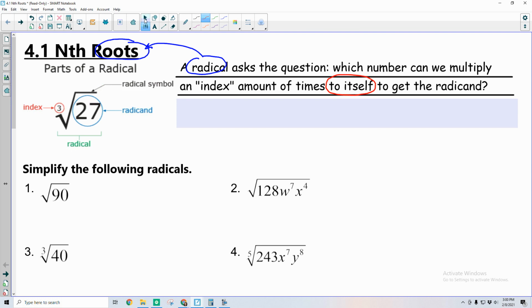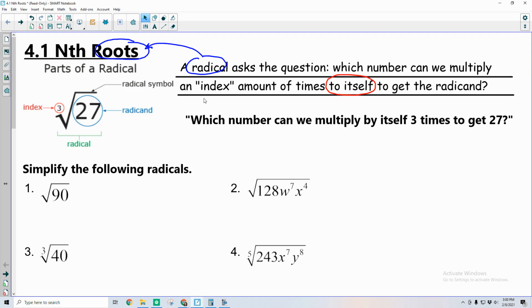You may know the answer to that, and I'll rewrite it here: which number can we multiply by itself 3 times to get 27? And if your answer is 3, that is correct. Because when you plug something like this into the calculator, if you plug this into Desmos, or if you have a calculator on hand right now, you would get the answer of 3. So 3 is the number that answers that question, because if I do 3 times 3 times 3, I'm multiplying 3 times by itself. That's going to give me 27.